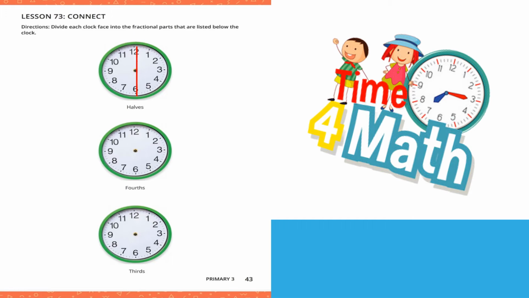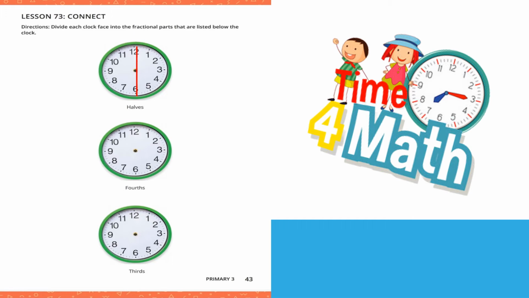You can divide it into any halves. You can take a line between 9 and 3. From 9 to 3, it's half here and half here. If we started at 12 o'clock, we will move to 6 to be half. So this is half and this is half.